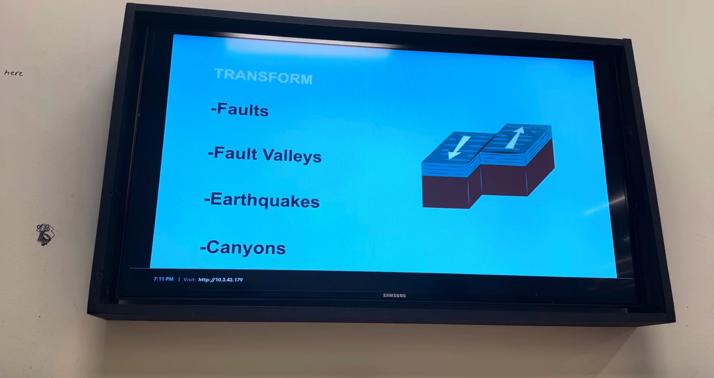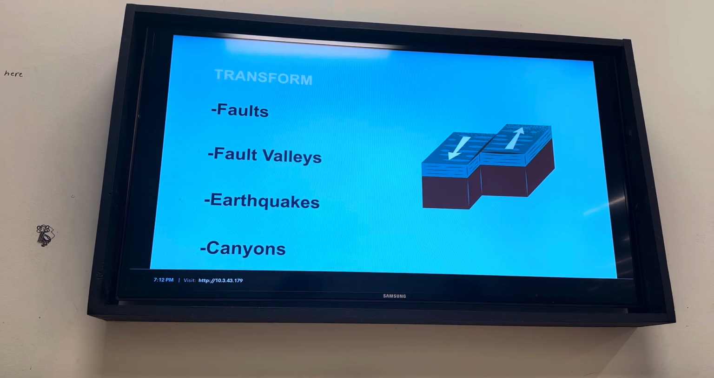Examples of occurrences at transform plate boundaries are earthquakes, as we explained in the previous slide, and also faults, fault valleys, as well as canyons.